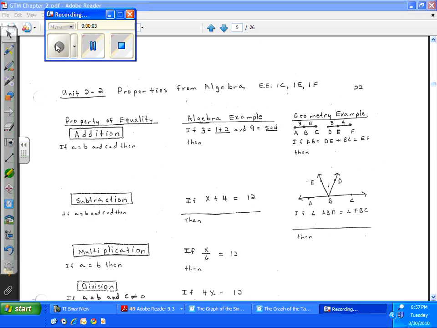Unit 2.2, we've titled Properties from Algebra. We call these properties of equality. They're in my Algebra 1 book from page 28 to 29a, if you'd like to look there and get more examples. Page 28 to 29a in the Algebra book.